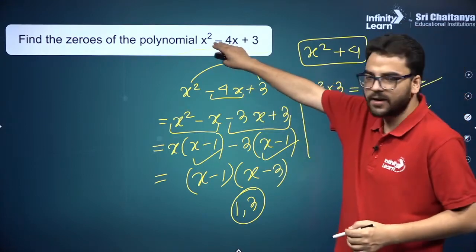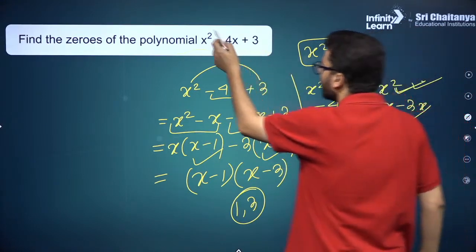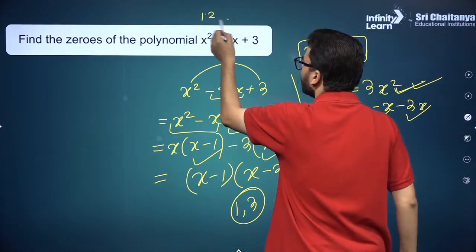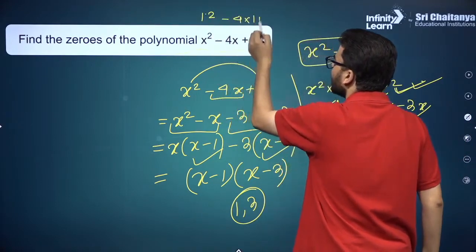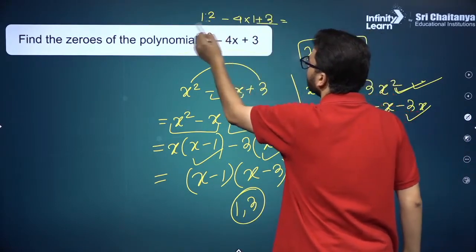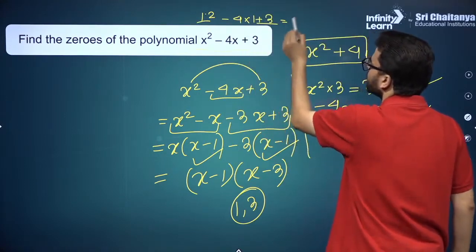You can check it as well. If you put x is equal to 1 over here, what will you get? You see 1 square minus 4 into 1 plus 3. So basically this will give you 1 plus 3 minus 4. So 4 minus 4, that is 0.